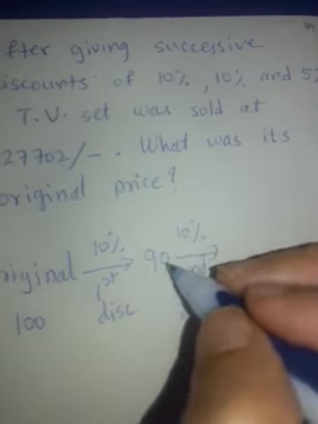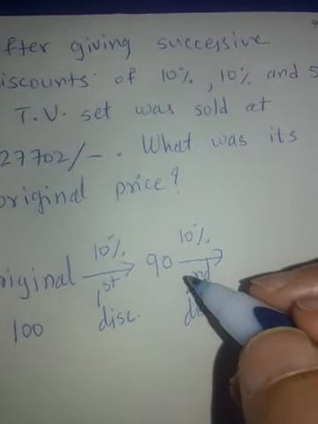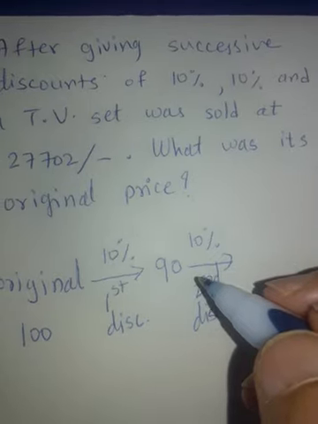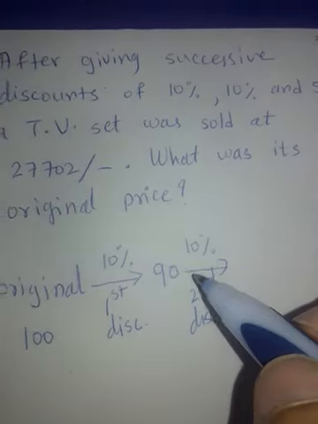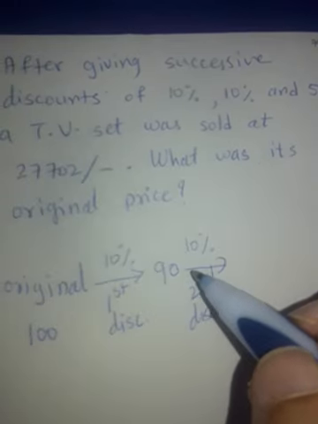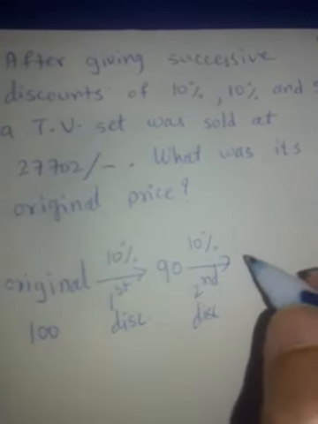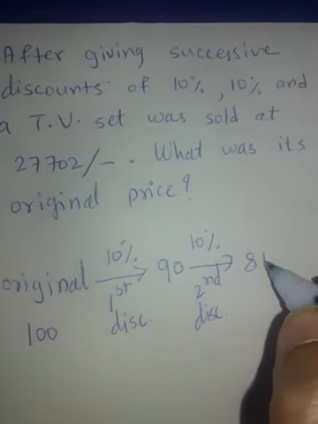10% of 90. What is 10%? 10% is 1/10. You need to divide by 10. 10% of 90 is 9, and when I give a discount of 9 on 90, my price becomes 81.